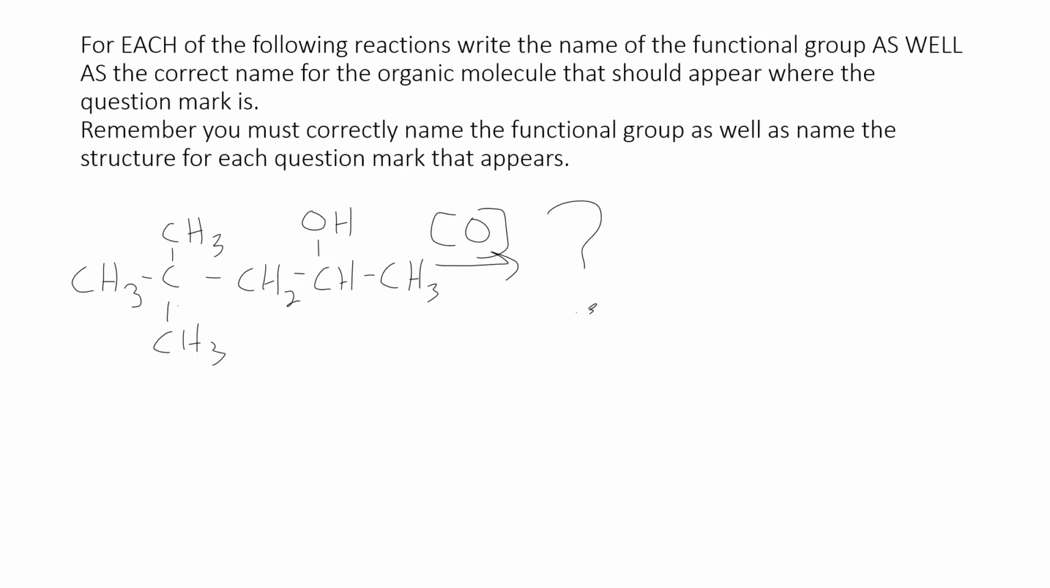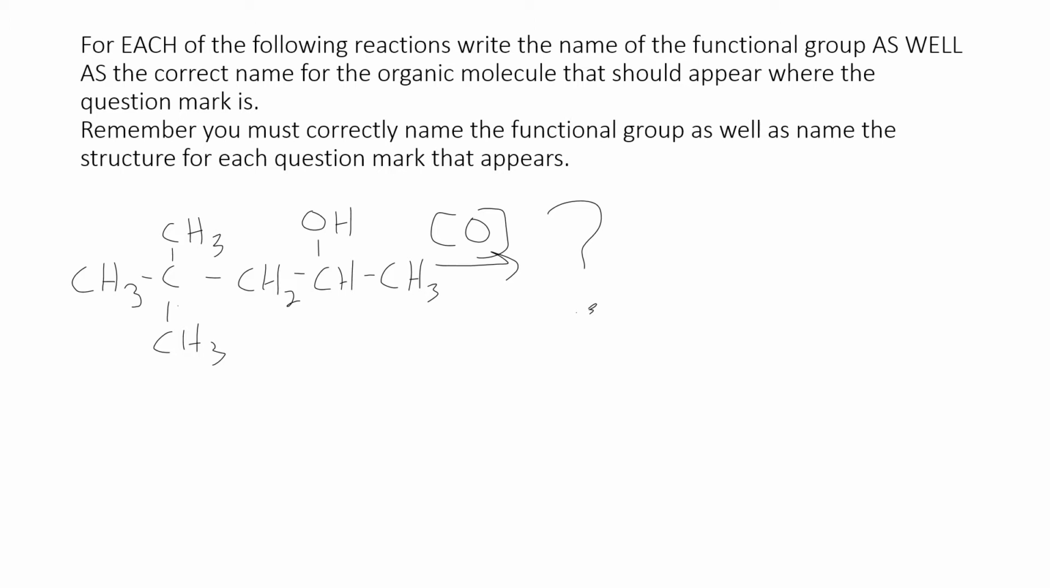So because of that, I wanted to go through a couple of example questions that show you how the question is going to be asked, being you're not able to draw structures, to make sure you're able to still do these correctly. So here's how generally the problems read for reactions. For each of the following reactions, write the name of the functional group as well as the correct name for the organic molecule that should appear where the question mark is. Remember, you must correctly name the functional group as well as name the structure for each question mark that appears.